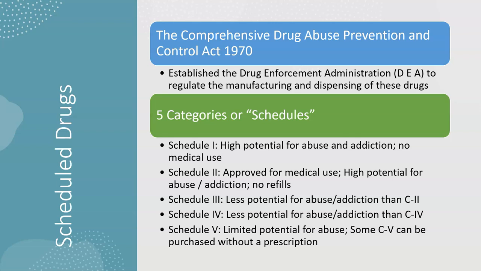And then Schedule 5 has limited potential for abuse. Most of these are combination drugs. Phenergan with codeine, Tylenol with codeine elixir, the liquid kind, not the tablet. The tablet would be a C3, but the liquid is a C5. Even some diarrhea medicine, Lomotil, would fall into the C5 category. Most of these will require a prescription, but technically by law, Phenergan with codeine doesn't require a prescription. Chances are a pharmacist won't sell it to you without one, but technically by law, it doesn't require one. Pharmacists do have the right to refuse.